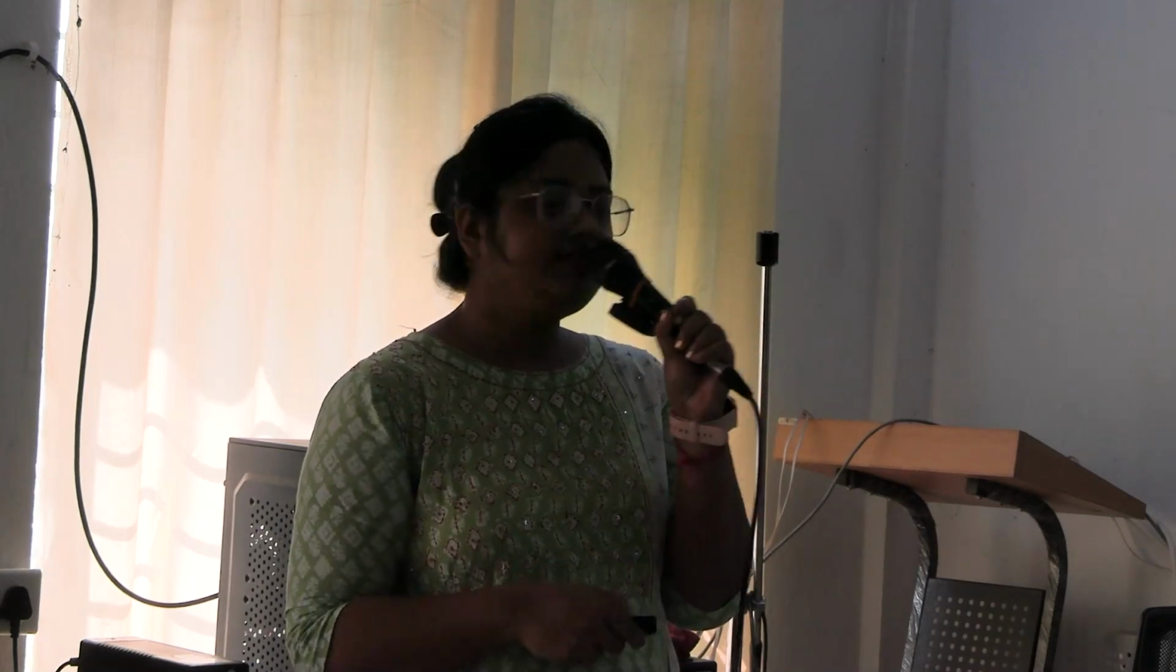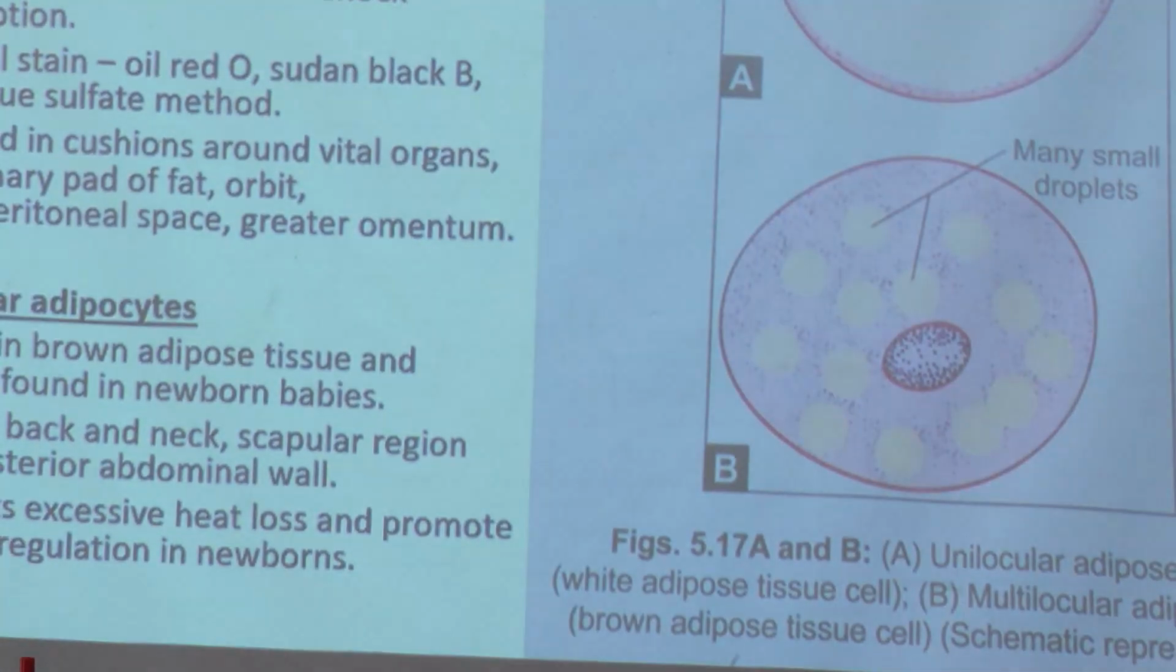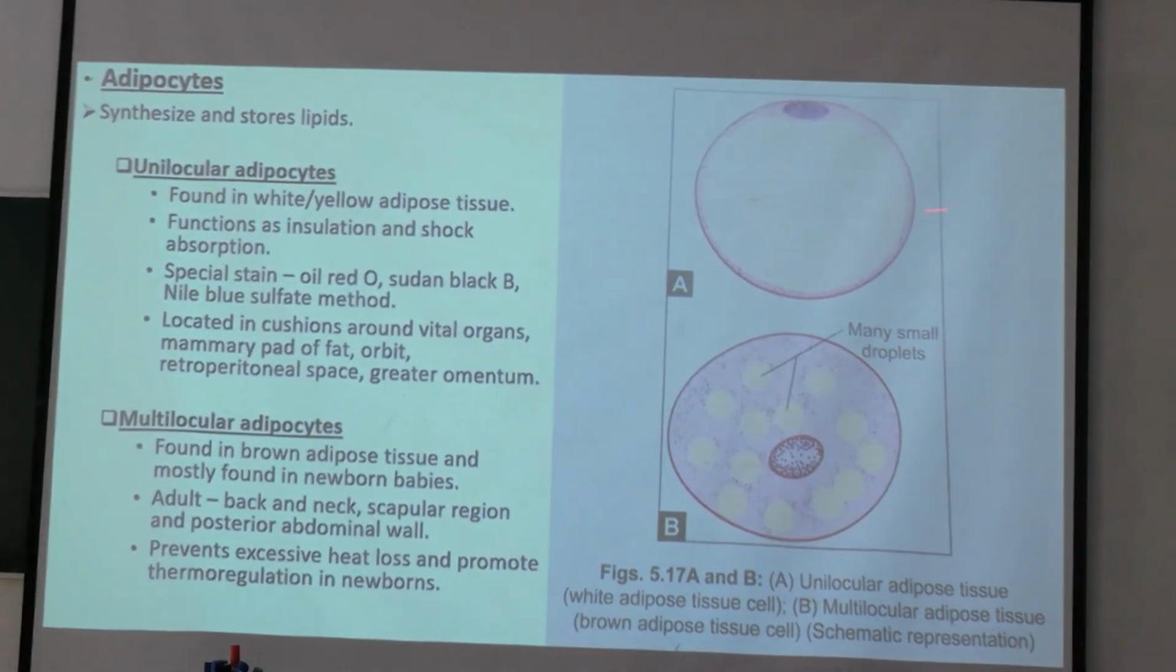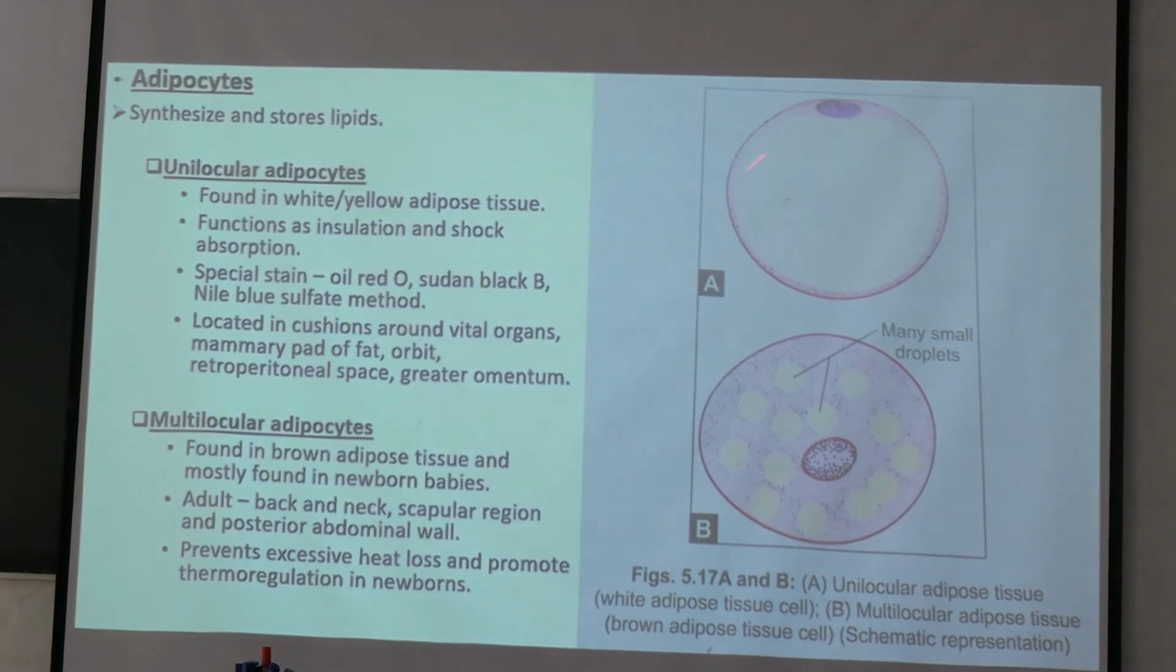Adipocytes synthesize and store lipid. Two types of adipocytes are there: unilocular adipocytes and multilocular adipocytes. Unilocular adipocytes are found in white or yellow adipose tissue. See, this is a unilocular adipocyte.